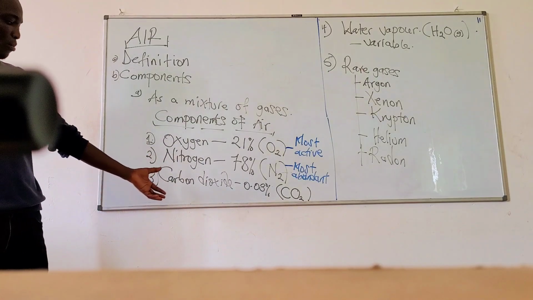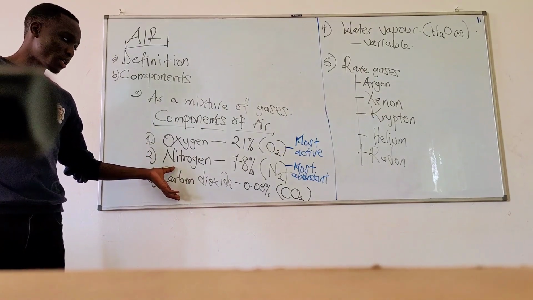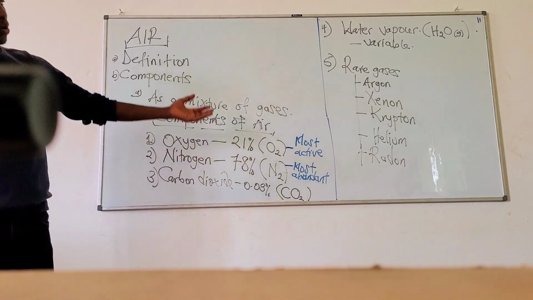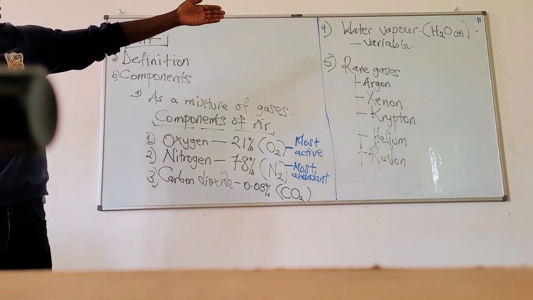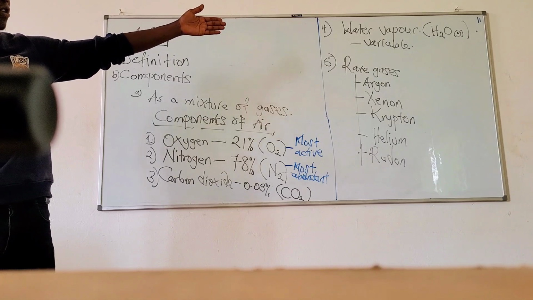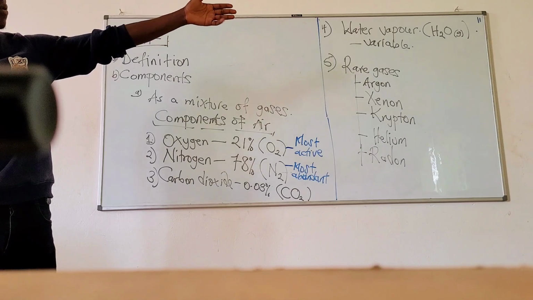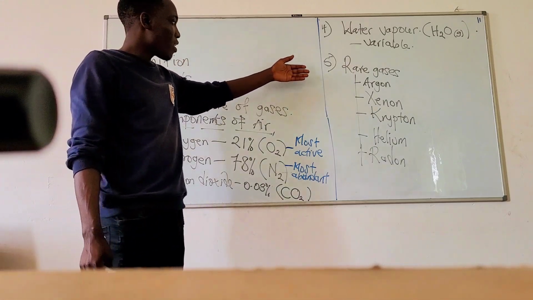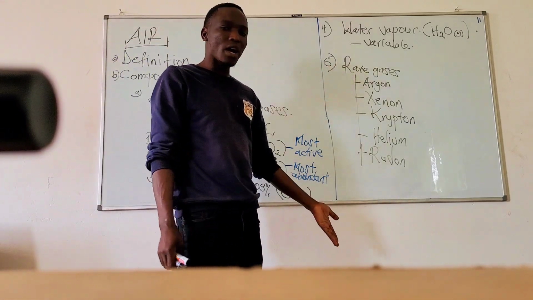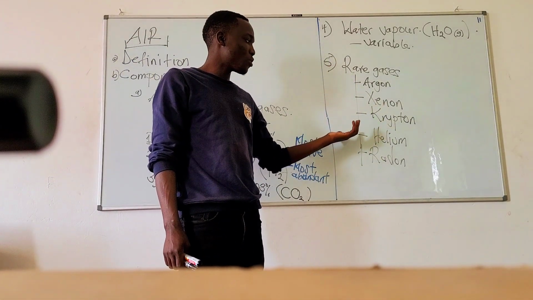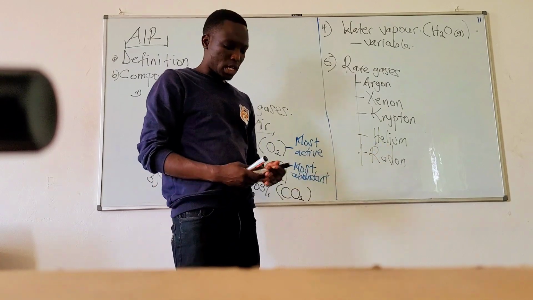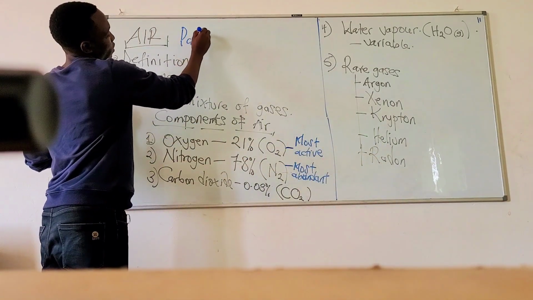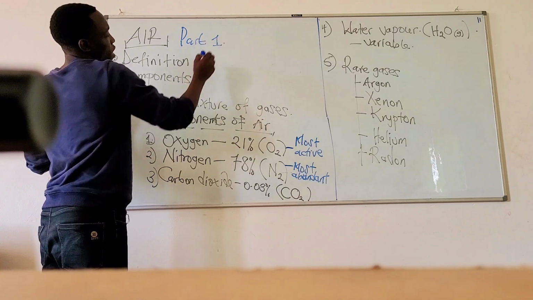Then you have carbon dioxide, which does not support burning, with a percentage of 0.03. We also have the water vapor, whose composition is variable, and the formula is H2O. It is water, simply in gaseous form. Then we also have the rare gases: argon, xenon, krypton, helium, and radon. So this is part 1 of this topic.